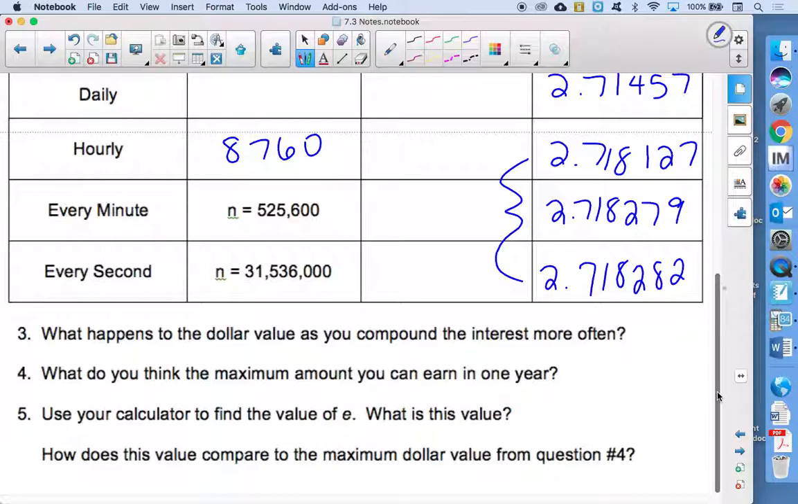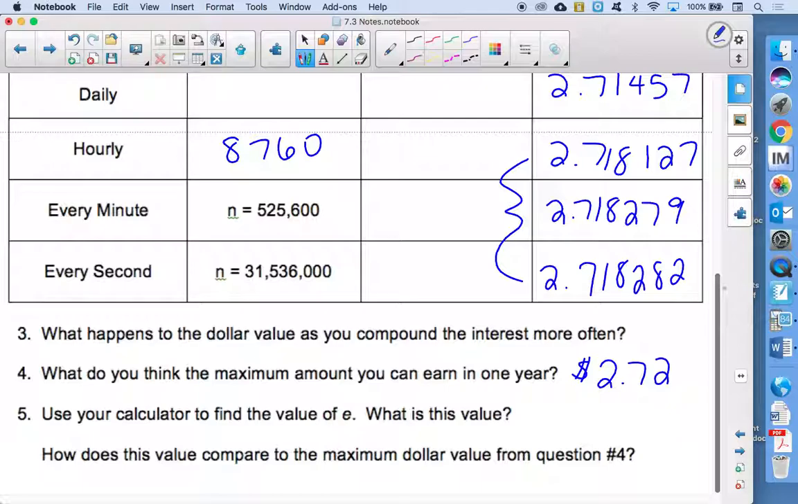So for number 4, it says, what do you think the maximum amount of money you can earn in a year? If you look at those last 3 and round them, they round to about 2.72. So the maximum amount that you're going to have is $2.72. Now, the decimal after it is going to change, but it's changing in such a small amount that it's never really going to get more than the value of 2.72.